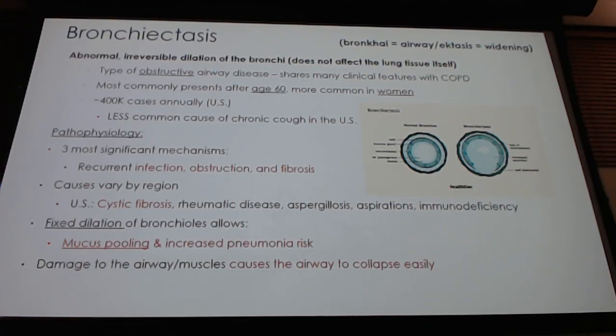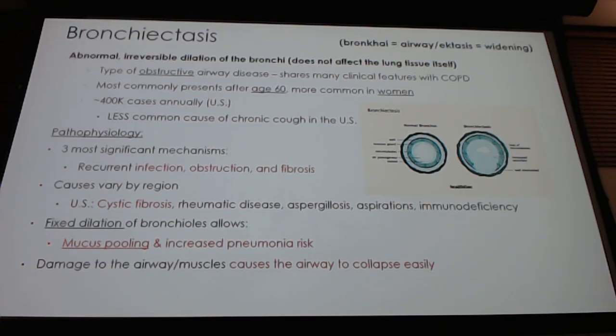All right. So, most common, pathophysiology. How does this happen? Where does this come from? There's a couple different reasons that this happens. We've got people who have recurrent infections, so we'll probably see cystic fibrosis come up. Recurring infections can cause this. Recurrent airway obstruction can cause this, and fibrosis. So something happens, causes damage, and the result is that we have these abnormally dilated bronchi.